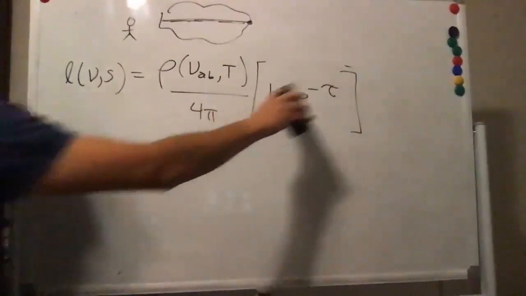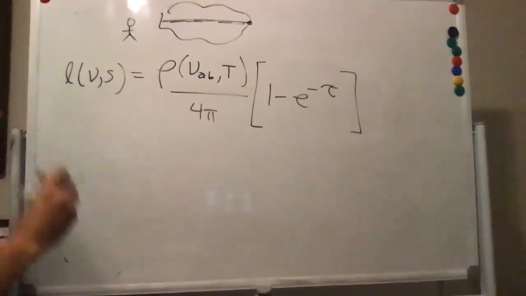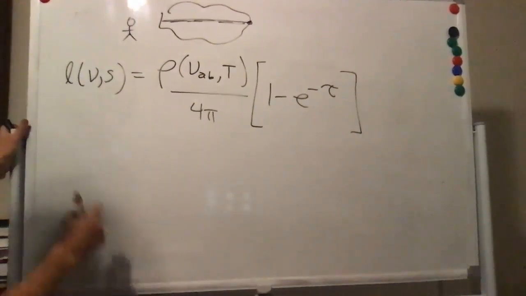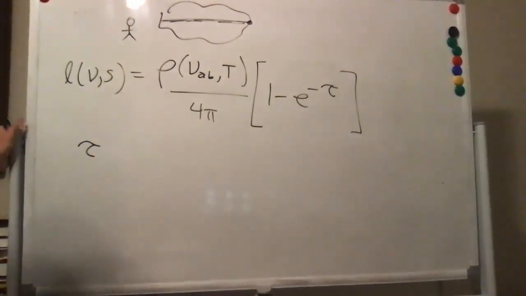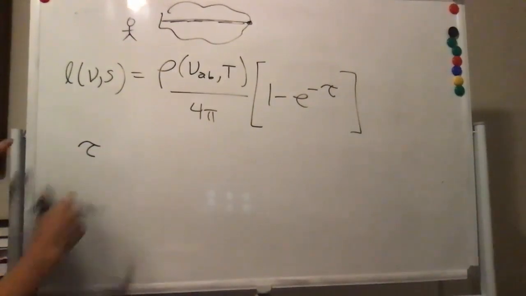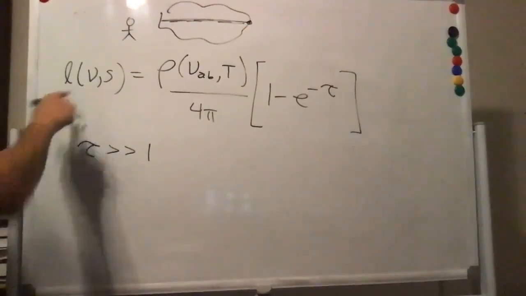Okay, so let's just focus on this one. What happens if tau, the optical depth, is very large, much greater than one? What happens to this energy density?